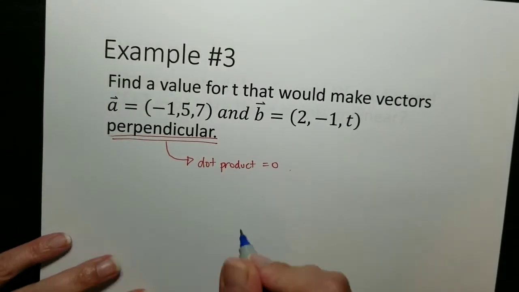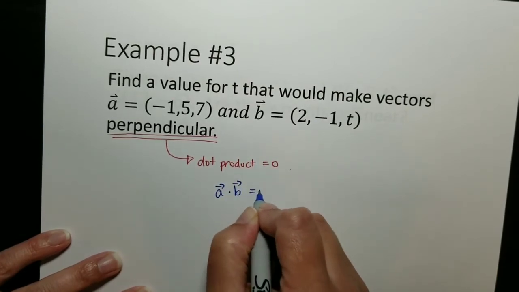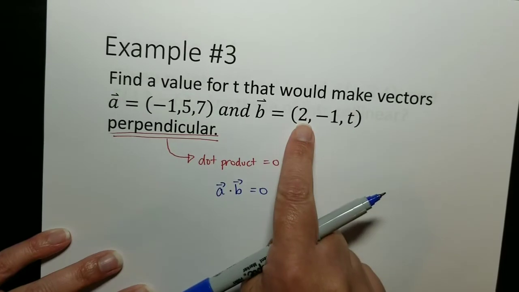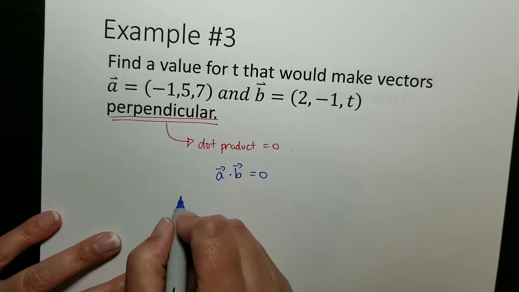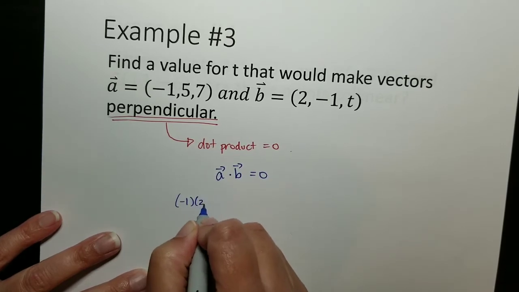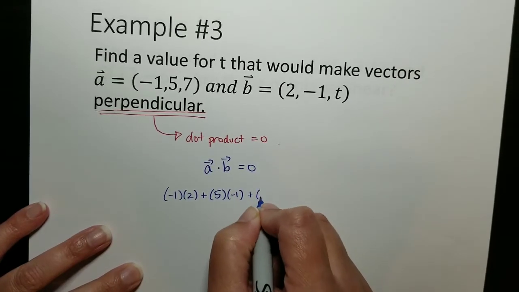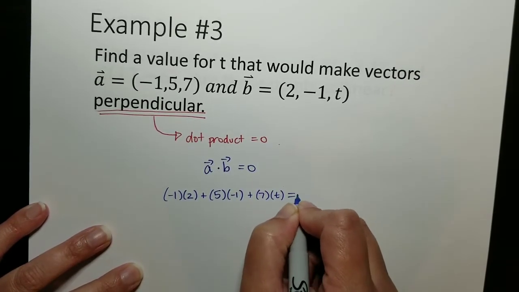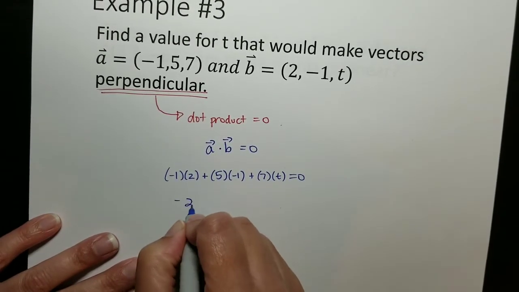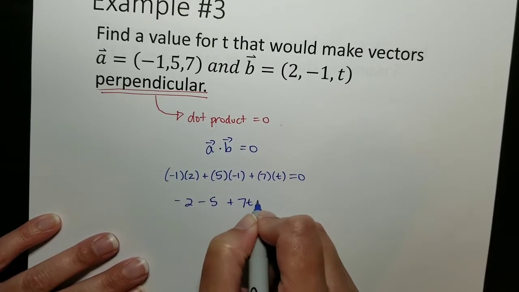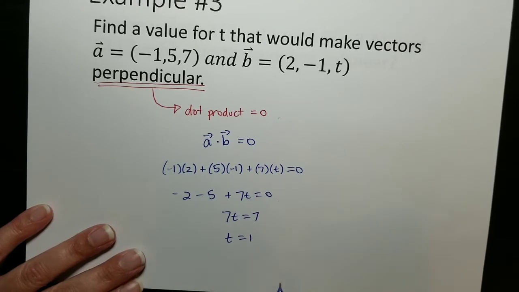and we know the fact that a dot b would equal 0, then we just do the dot product using the components of the 2 vectors. So -1 times 2 plus 5 times -1 plus 7 times t equals 0. And then it's a pretty straightforward little equation. So -2 minus 5 plus 7t equals 0. 7t equals 7, so t equals 1.